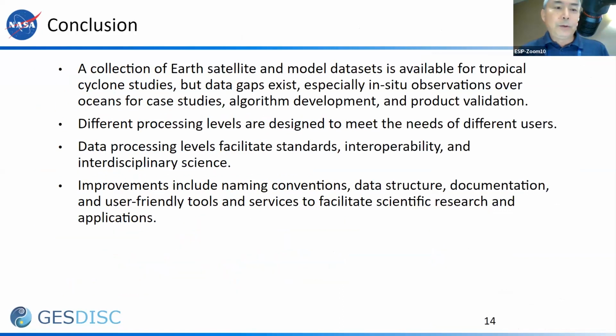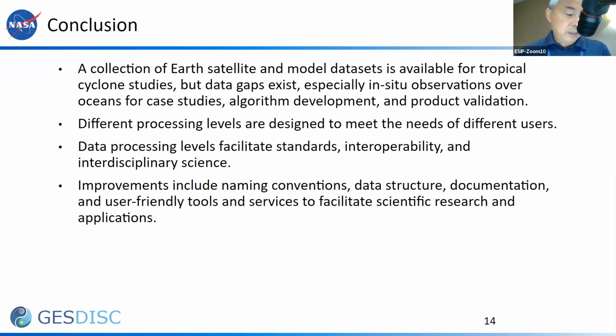So in conclusion, a collection of Earth's satellite and model data sets is available for tropical cyclone studies, but data gaps exist, especially in situ observations over oceans, for case study, algorithm development, and product validations. So different processing levels are designed to meet the needs of different users.